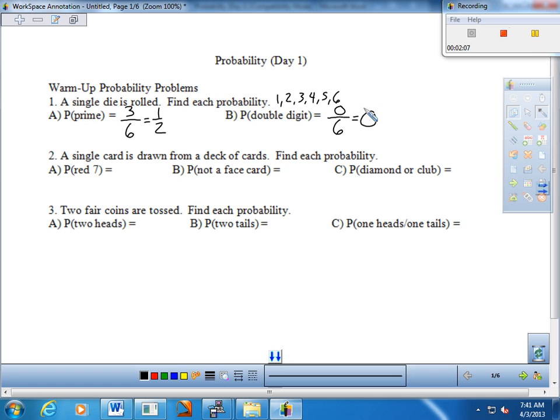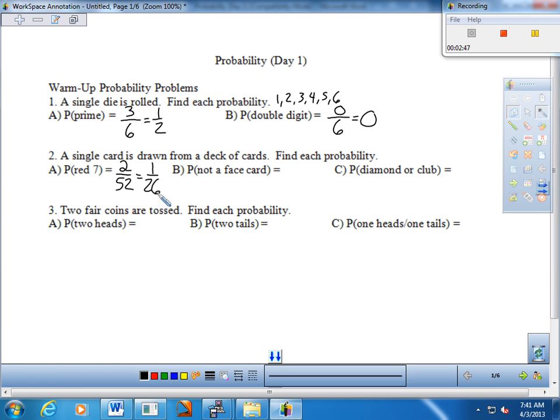Number 2, a single card is drawn from a deck of cards. Find each probability. And so 52 cards in a standard deck. If you're unsure about some of the composition of cards in the deck, please feel free to ask. But let's go ahead and take a look. So probability that there's a red 7. So 52 cards in the deck. Red 7, basically how many of those would be out of the 52? And we have a red diamond and we have a red heart. And so there are only 2 red 7s in the deck. 2 out of 52. And there's your 1/26. There's your probability. Okay, good.